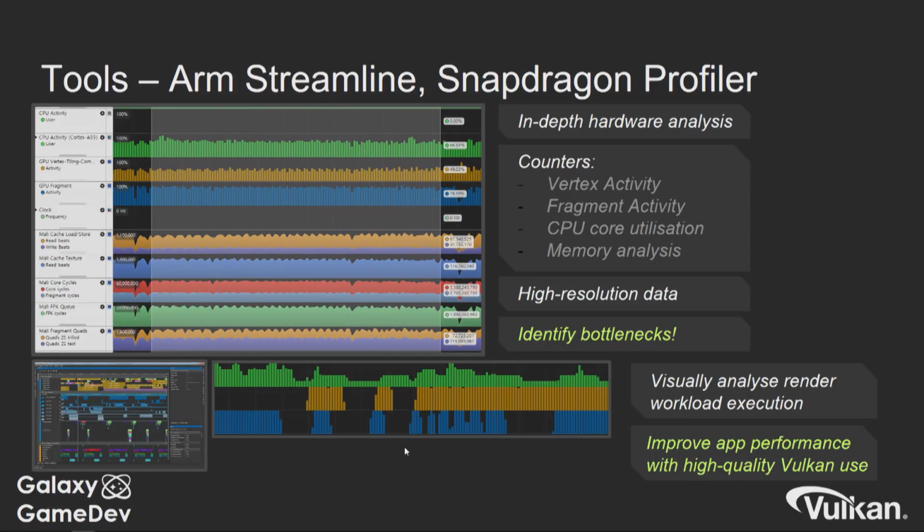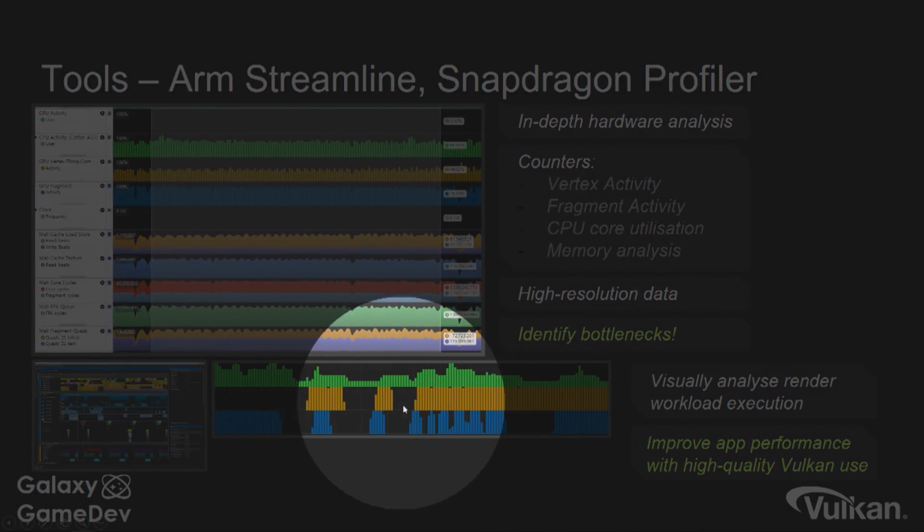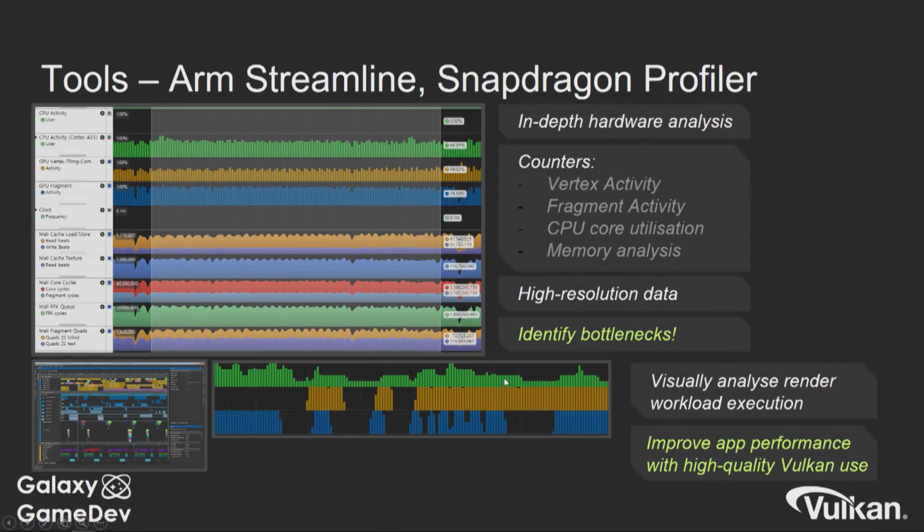Looking at this bottom chart, we can see exactly how the fragment and vertex work is being executed. And this would just be a breakdown of areas within a frame. In this case, we can see that there are quite big gaps in the middle of our trace, and that basically implies that the GPU is being underutilized. And this is something that's really, really hard to find unless you're using these specific tools that can give you access to that information.